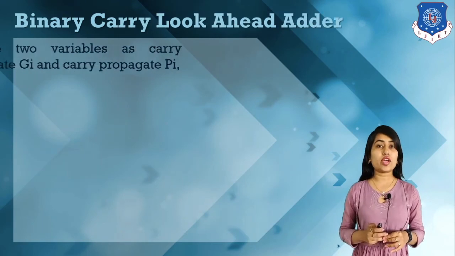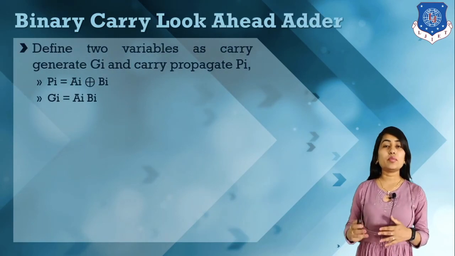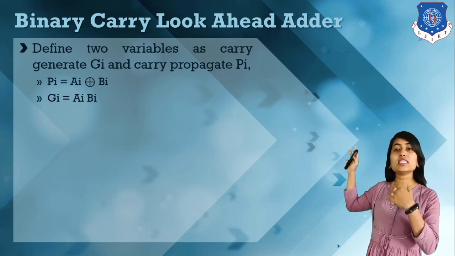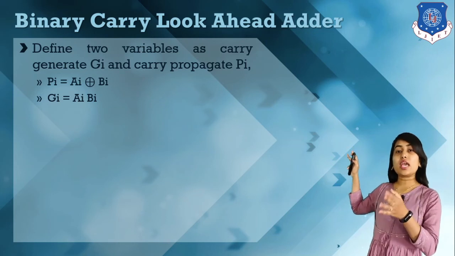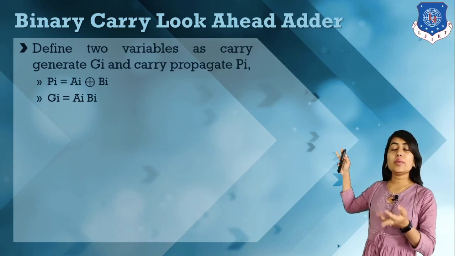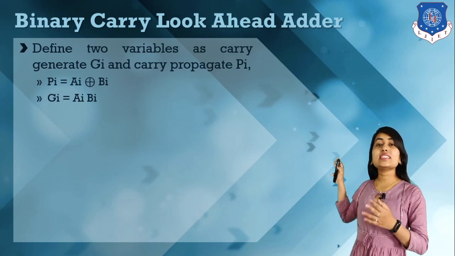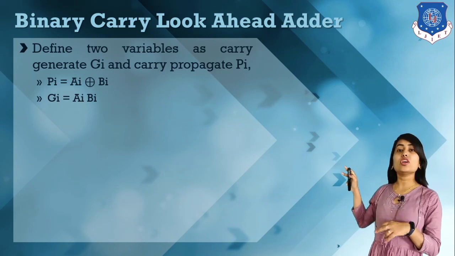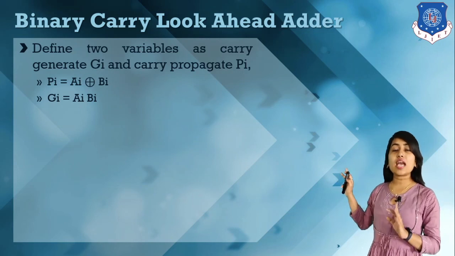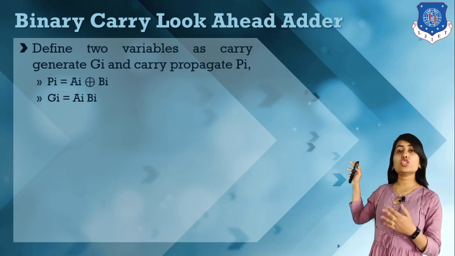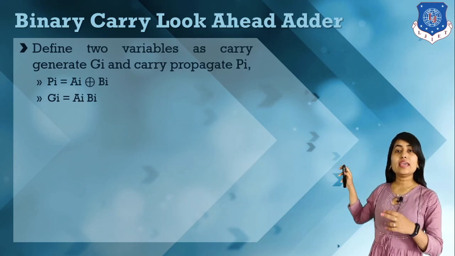Here we have the calculations of carry bits. To calculate carry beforehand, let us define two parameters, Pi and Gi. P is the carry propagation and G is the carry generator. Carry propagation Pi is ai XOR bi, and carry generator Gi is equal to ai into bi. So here we have two parameters, ai XOR bi and ai into bi.